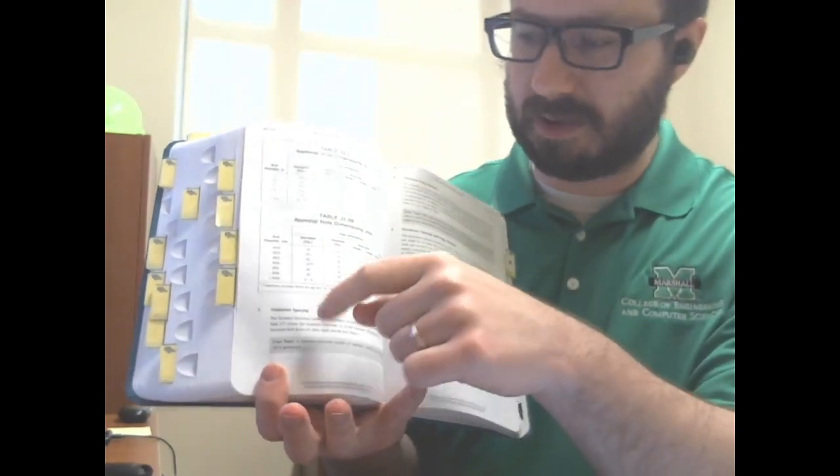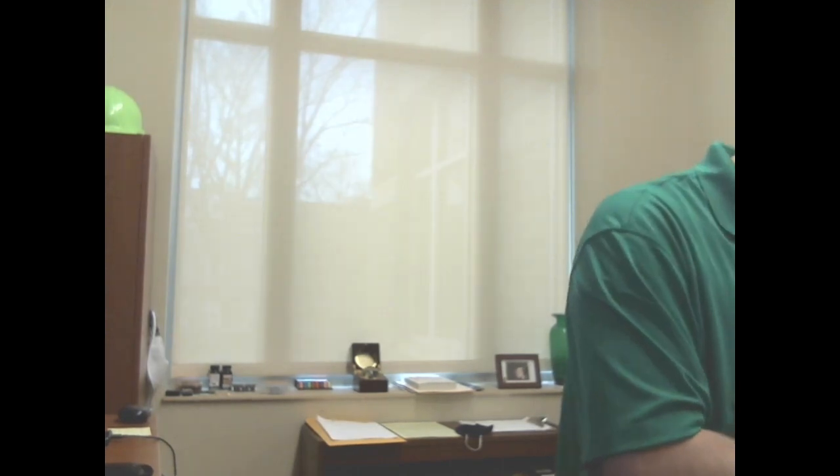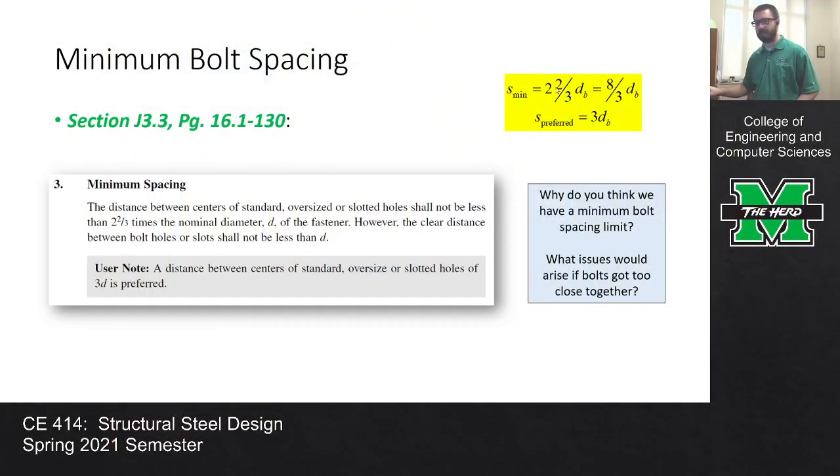And you might as well leave this manual open here because we're going to be looking at minimum spacing and then minimum edge distance and maximum spacing. We're going to be looking at all of these here in a second. So I'll give everybody a sec to turn to that, and then we will get to it. I'll give everybody a sec. So we're on 16.1-130.